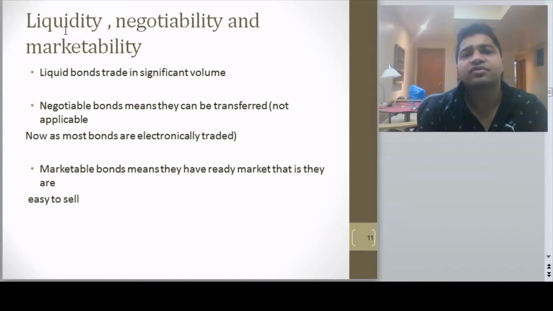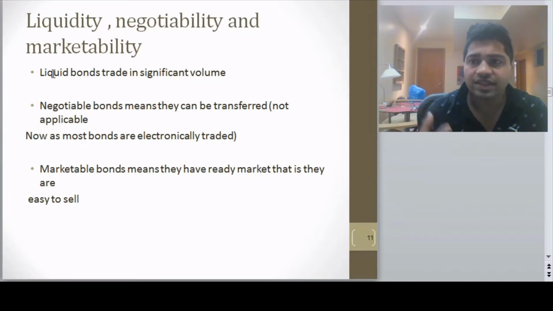Now, bonds have three characteristics: liquidity, negotiability, and marketability. Liquidity means how easy it is to trade the bonds. Liquid bonds trade in significant volumes. For example, Government of Canada bonds are highly liquid because they have large domestic as well as international demand. There is a big marketplace for them, so liquidity is very high. But let's say XYZ company's bond may not be liquid because no one wants it, so there is no demand and supply for it.